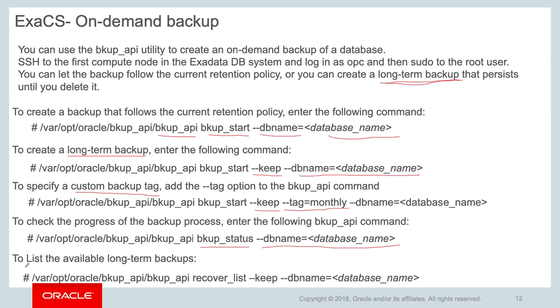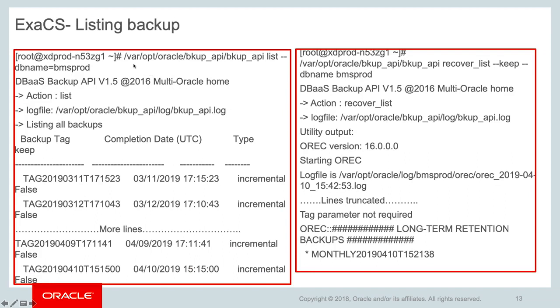If you want to list the available long-term backups, the command is a little different here. You can use backup API, then recover list, keep database name, followed by the database name. It is going to display all the available long-term backups within the Exadata system. So just a few examples here.